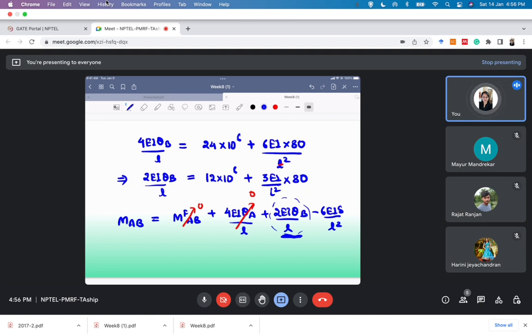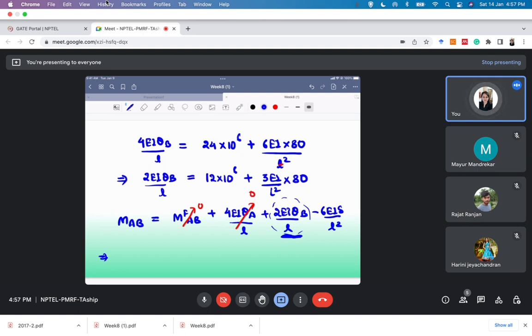If you first find the value of theta B and then put it here, it will be very lengthy for you. If you want to save some time, then you can do that. If they would have asked the value of both theta B and MAB, then you have to solve it completely. Is there any confusion in this thing? Just to save some time, you can do this.